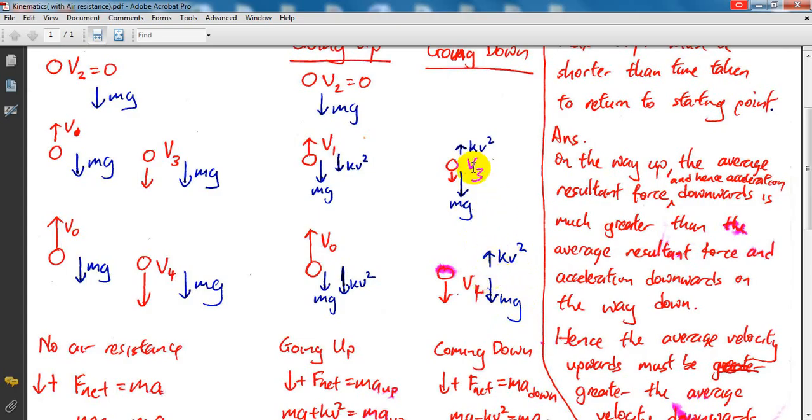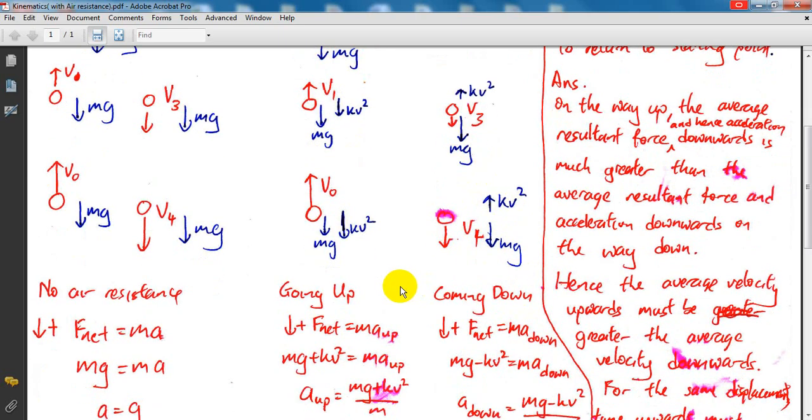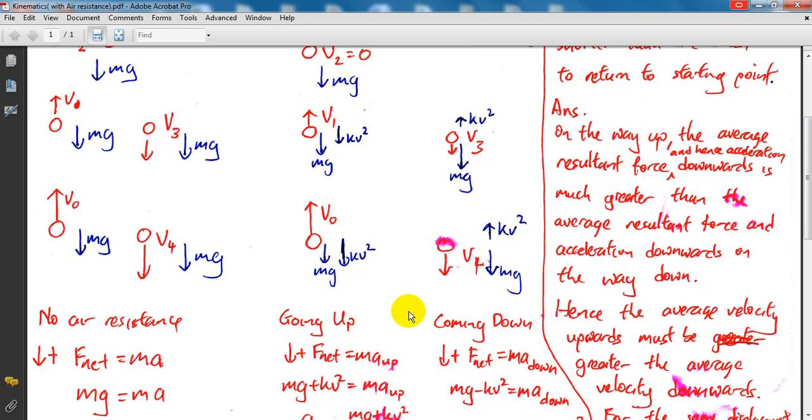So my net force downwards actually drops from v3 to v4. Okay, we'll see the consequence of this in an equation. Alright, we first look at the going up case. The F net when I'm going up is equal to mg plus kv squared. Right, so mg plus kv squared equals m times acceleration.